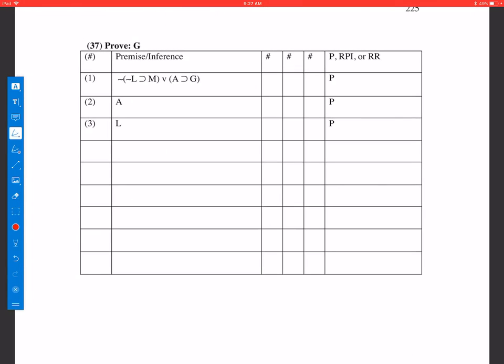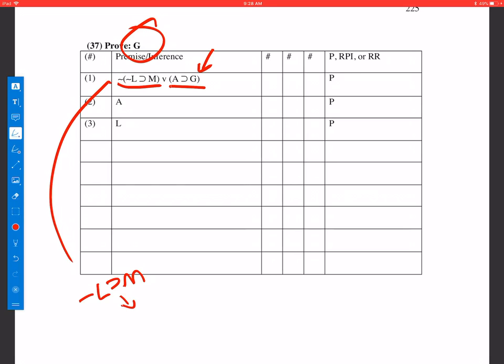How about another? Prove G. Prove G. Look around for a G. There's a G in the disjunct. So we need to get that disjunct and an A to do modus ponens to get to the G. Well, in order to get to this disjunct, we have to get the opposite of the first disjunct. So what we need is, let me write a note down here, what we need is a not L, then M.